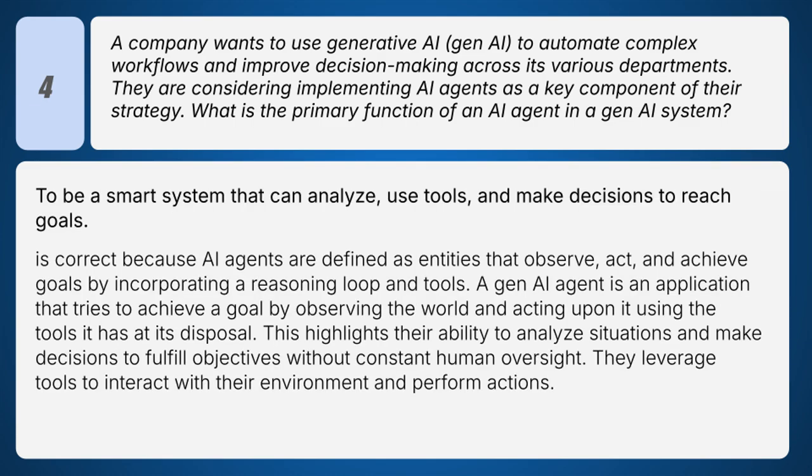This is correct because AI agents are defined as entities that observe, act, and achieve goals by incorporating a reasoning loop and tools. A Gen AI agent is an application that tries to achieve a goal by observing the world and acting upon it using the tools it has at its disposal.